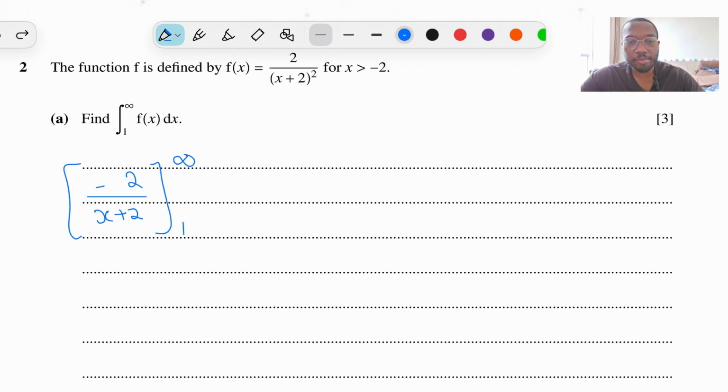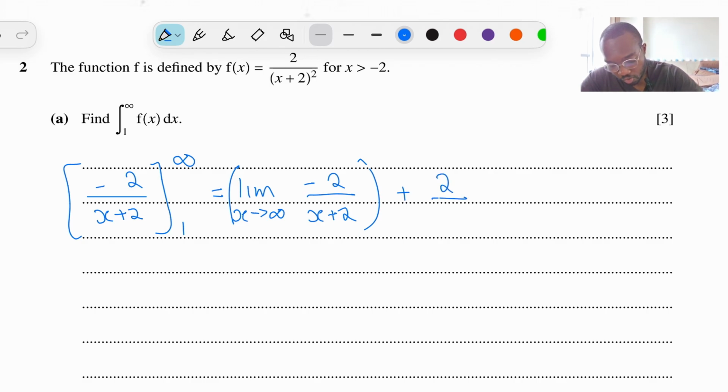So now let's put our limits in. So with the limit of infinity, okay, let's just think of it this way. Let's think of it as the limit as x tends to infinity of minus 2 over (x plus 2). So if I put this in brackets, that's the limit of infinity. And then with the 1, if we put that in, we would get minus 2 over 1 plus 2, which that would be a positive 2 over 3.